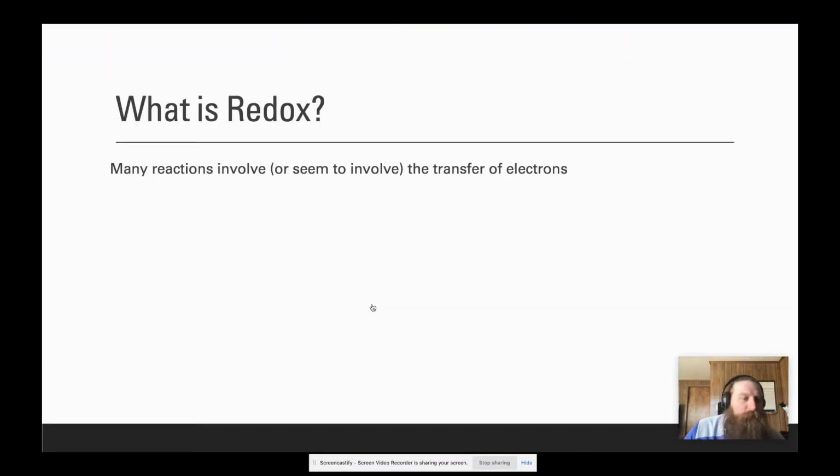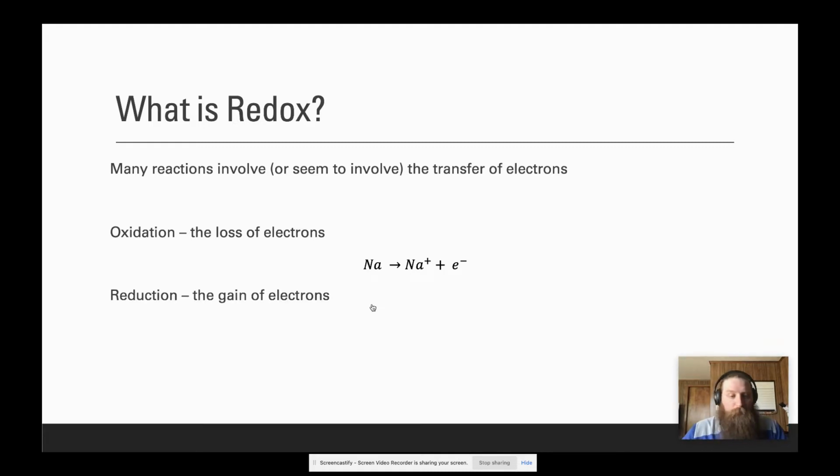So, what is redox? Well, when we look at different chemical reactions, a lot of times we notice that there seems to be electrons that are moving around. So oxidation is the loss of electrons. And we see that right here, right? When sodium is ionized, it becomes Na+1. Well, that means it loses an electron. So if we write that out as a chemical equation, we can see that that electron is now separate from the sodium. Reduction is the gain of electrons.